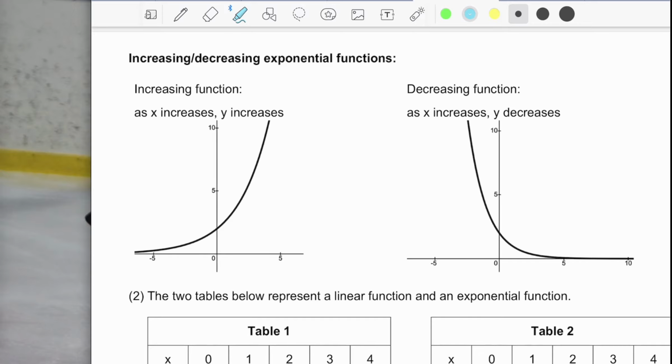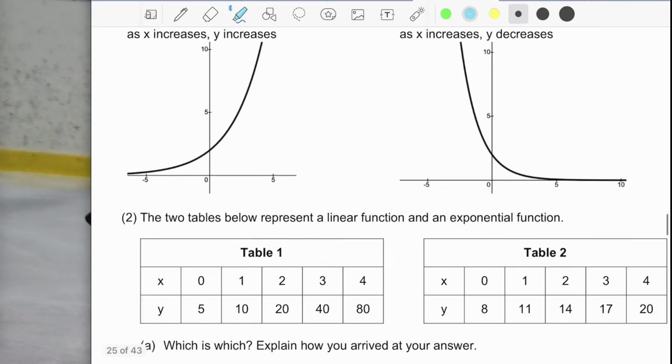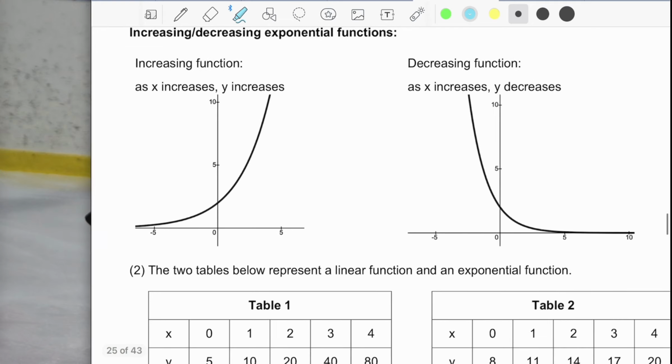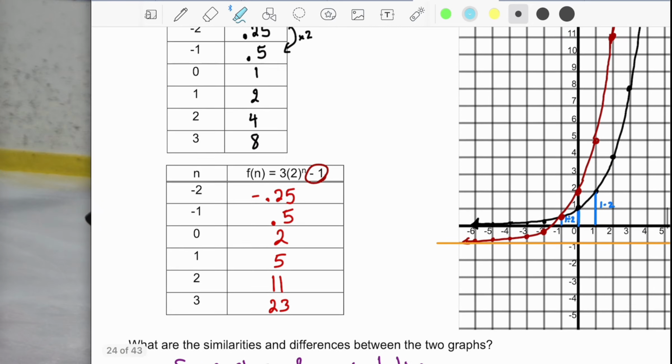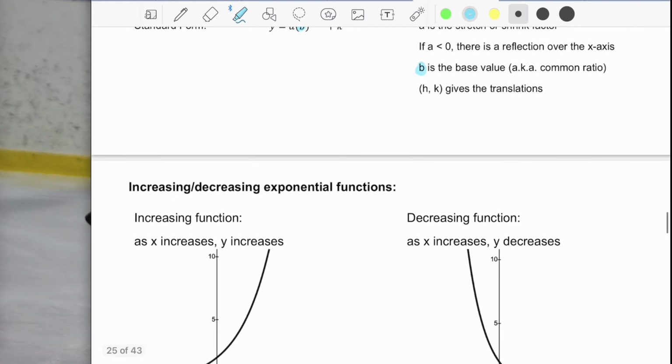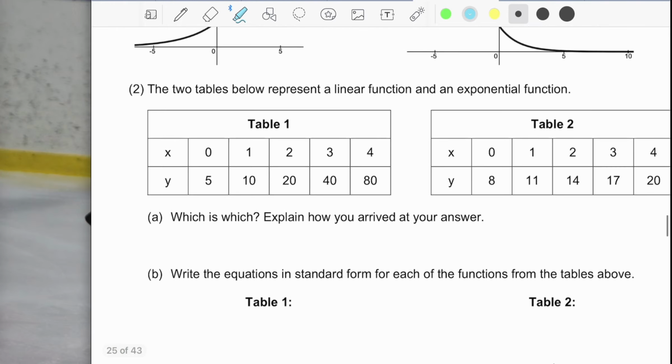All right. So the example that follows, well, number 2. Hopefully I labeled this one number 1. Okay, good. One's exponential and one's linear. We got to tell which is which. We're looking for a common difference for linear functions and a common ratio for exponential functions.